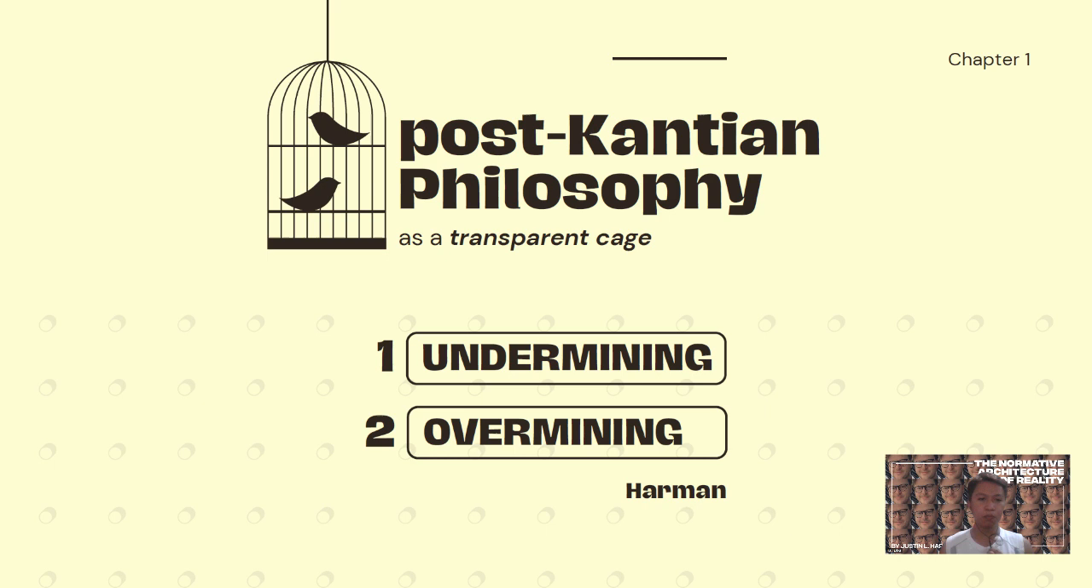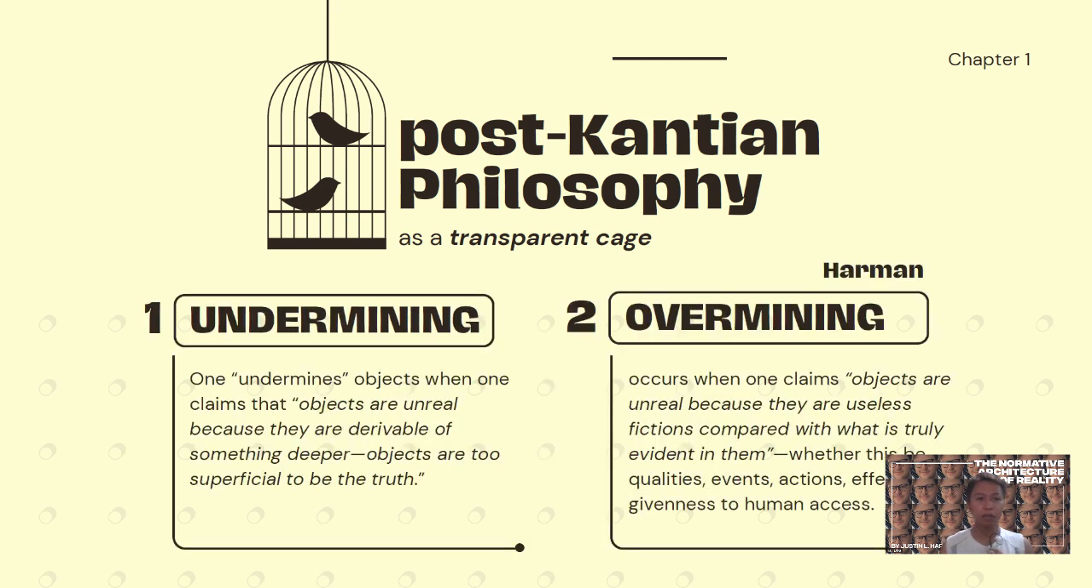Harman articulates two broad paths by which post-Kantian philosophy has tended to reduce objects. One is undermining, and the other is overmining. So let's go over these two terms. One undermines objects when one claims that objects are unreal because they are derivable from something deeper. Objects are too superficial to be the truth. Efforts to reduce objects to some deeper, more essential building blocks, such as atoms, quarks, monads, animal spirits, etc., are examples of undermining.